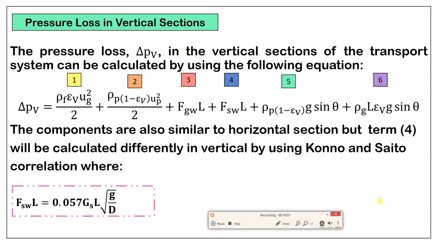Step 4 is to calculate the pressure loss in the vertical section. The equation used to calculate the pressure loss in the vertical section is similar to the equation used for the horizontal section. Only term 4 will be calculated differently, which is by using the Cono and Saito correlation.